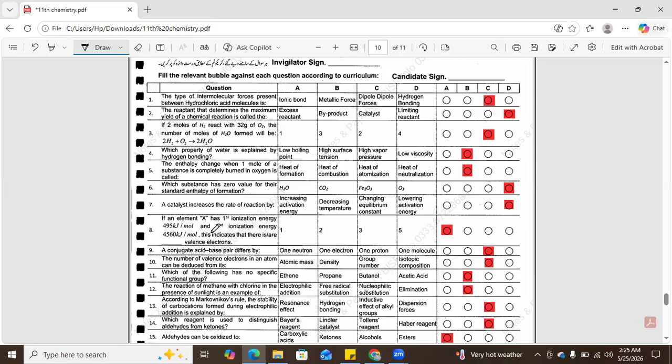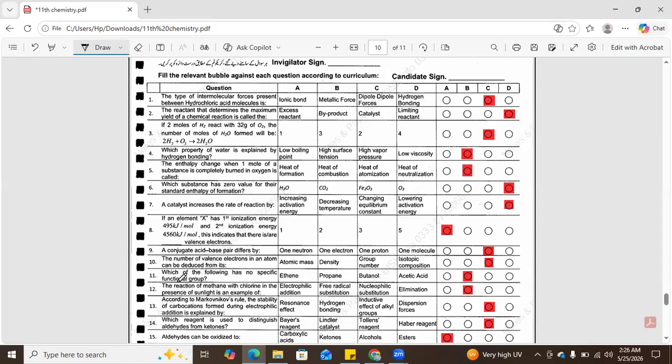If an element X has first ionization energy 495 kilojoule per mole and second ionization energy 456 kilojoule per mole, this indicates that there is 1 valence electron. A is the right answer. A conjugate acid base pair differs by 1 proton. The number of valence electrons in an atom can be deduced from its group number.